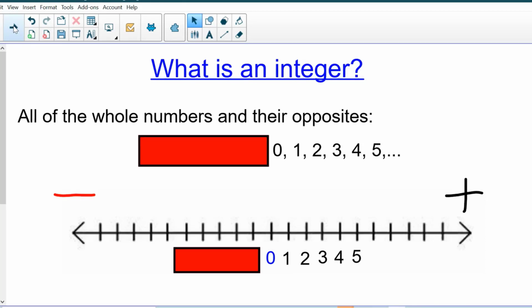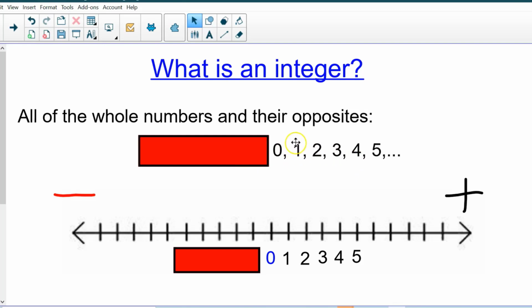Well, the definition is that it's all of the whole numbers and their opposites. So whole numbers, what are those? That's 0, 1, 2, 3, 4, and on and on and on. All the numbers that you've been working with since kindergarten. So it's those numbers and it's their opposites.